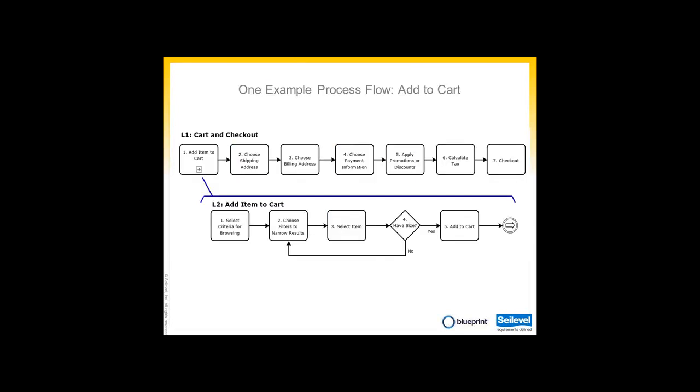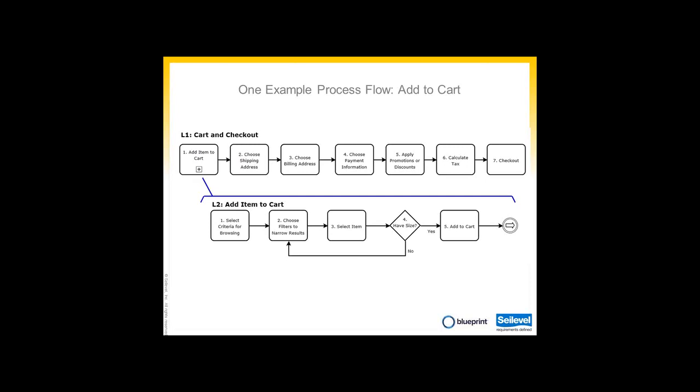Let's look at an actual example now. So to keep it simple, I'm going to talk about an online store example today. I feel like that's something that most people would be able to relate to if you've ever purchased anything online. So we're going to look at the add to cart process flow. And first of all, I'm going to give you the L1, is what I call it. That's the top level, level 1 process flow, which shows the full cart and checkout.